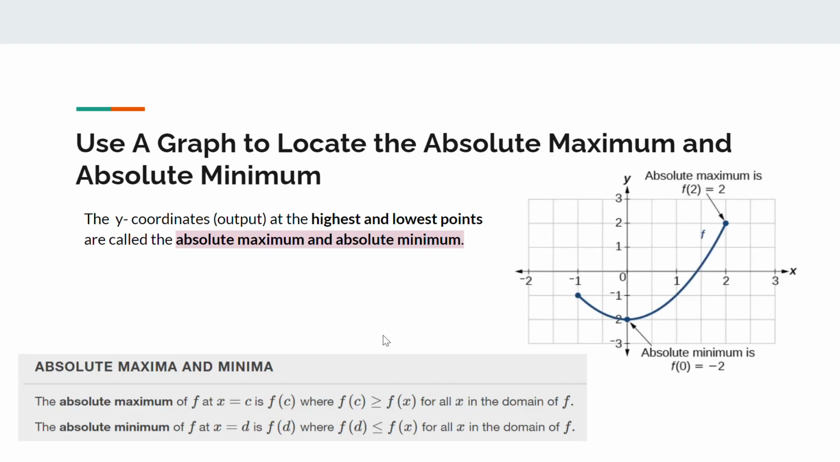The last one is using the graph to locate the absolute maximum and the absolute minimum. The y-coordinates, or outputs, at the highest and the lowest points are called the absolute maximum and the absolute minimum. Basically, just look for the highest and the lowest point of a graph. The highest point of this graph is obviously this one, 2, 2, so that's the absolute maximum. And the lowest point in this graph is here, 0, -2. So that's the absolute minimum of this graph. Just know these.